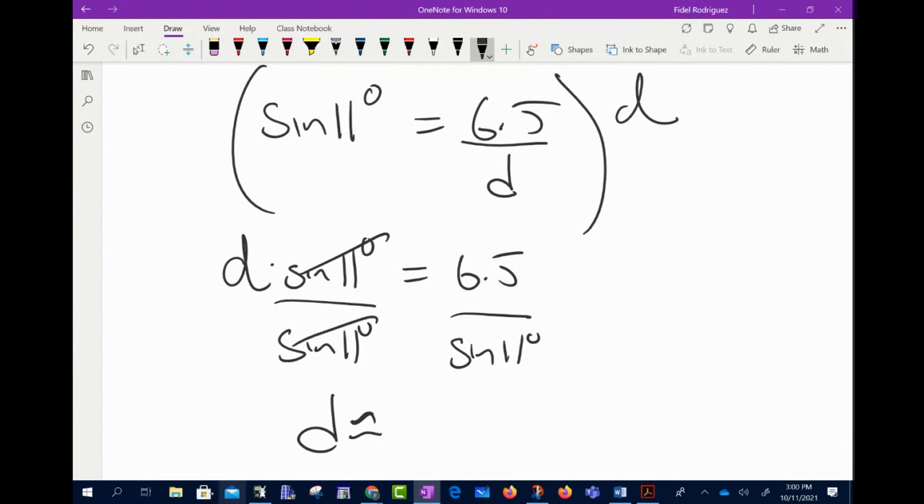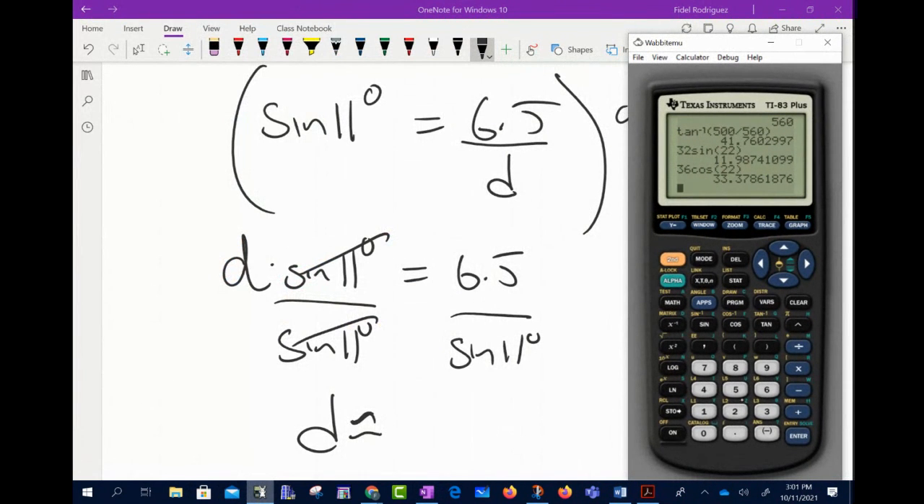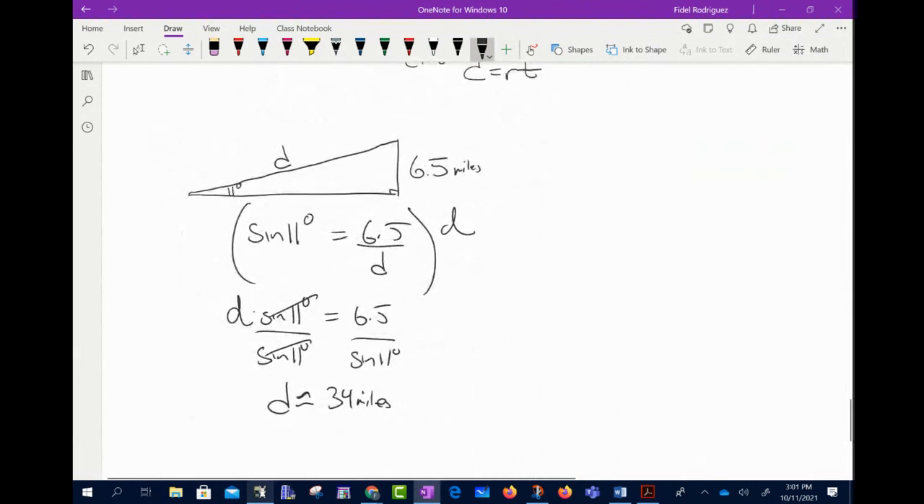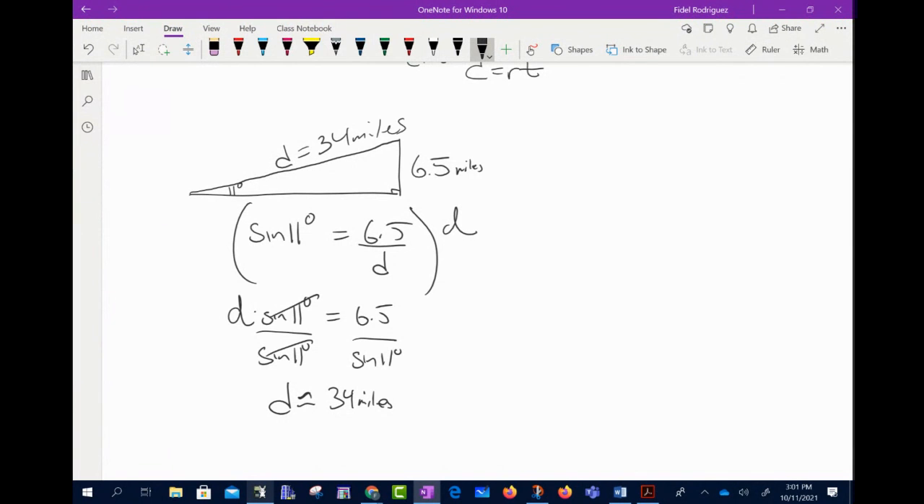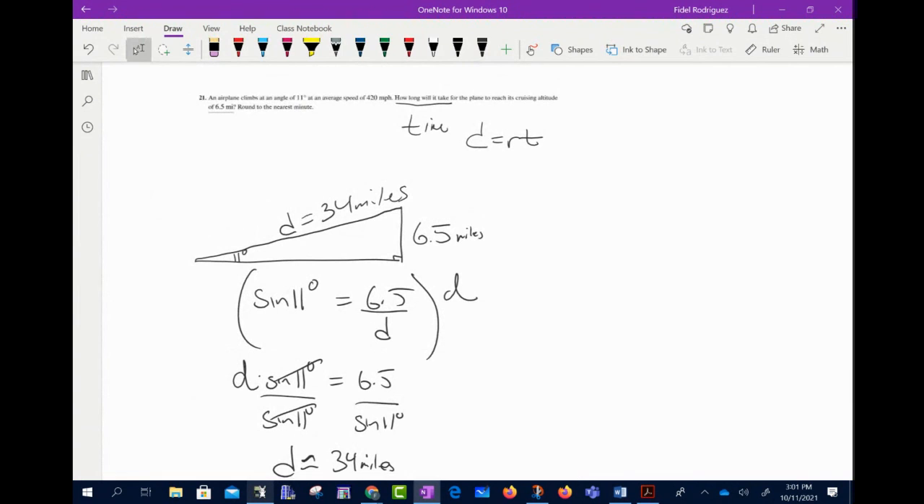And we'd end up with, let me grab my calculator, let me move it over here. So look what we're going to do, y'all. We're going to turn this thing on, clear it out. We're going to go 6.5 divided by the sine of 11. And that distance is, would you say 34 miles or 35 miles? 34 miles, right? Okay, so we found this distance here to be 34 miles.